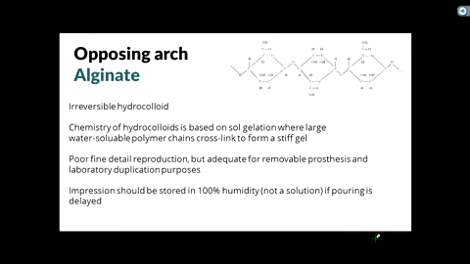Okay, so we talked about all of the impression material we're going to make on our prep. But for the opposing arch, we're generally going to use alginate. So it's irreversible hydrocolloid. The chemistry of hydrocolloid is based on sol-gelation, or large water-soluble polymer chains cross-linked to form a stiff gel. It's got poor fine detail reproduction, but it's adequate for removable prosthesis and laboratory duplication purposes.